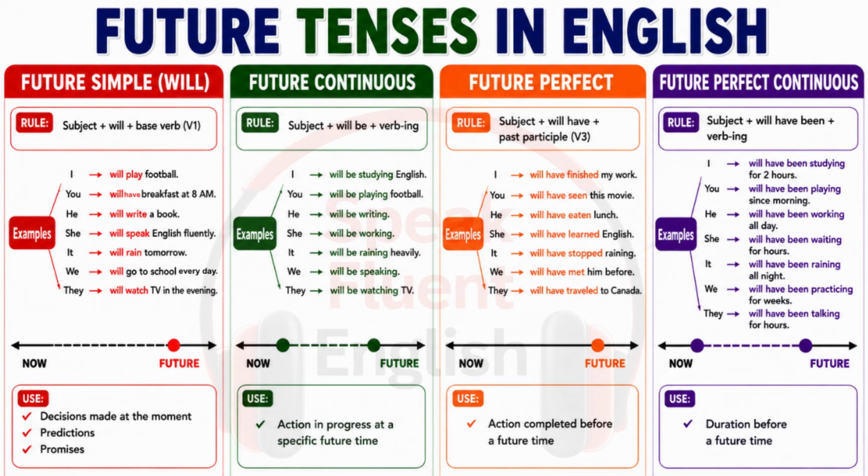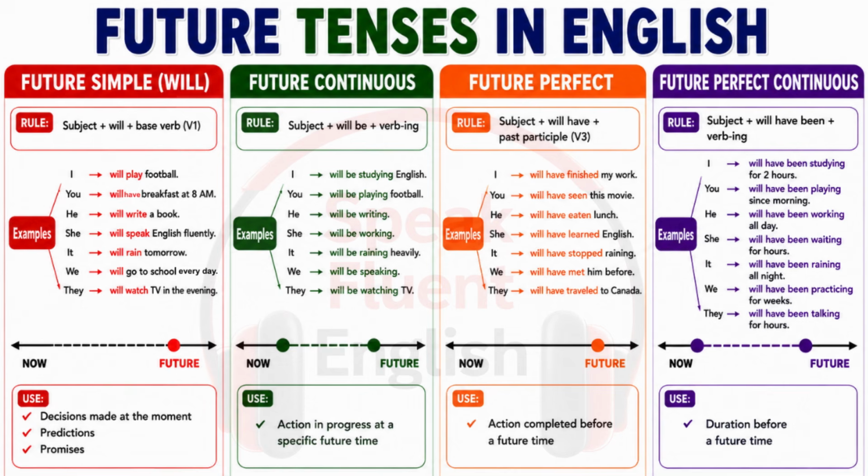You will have seen this movie. He will have eaten lunch. She will have learned English. It will have stopped raining. We will have met him before. They will have traveled to Canada. This tense shows completion before a future moment.